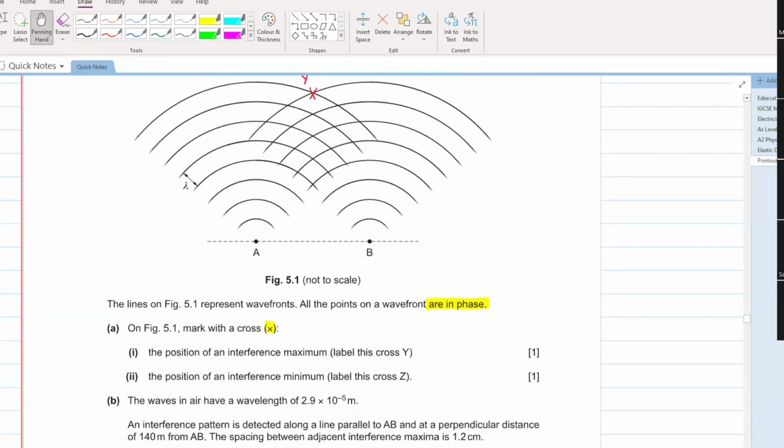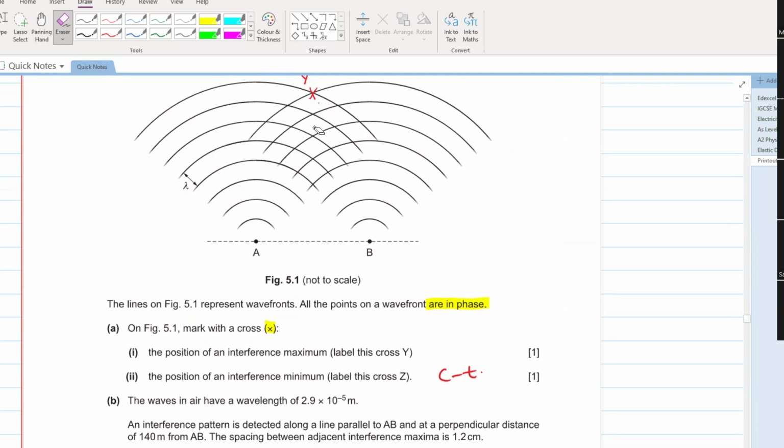Perfect. The position of an interference minimum. Where does an interference minimum form? Where a crest and a trough form. बेटा ये जो दो solid lines हैं उनके बीच में you will have a trough like this, a dotted trough. This is not drawn, but this should have been drawn.